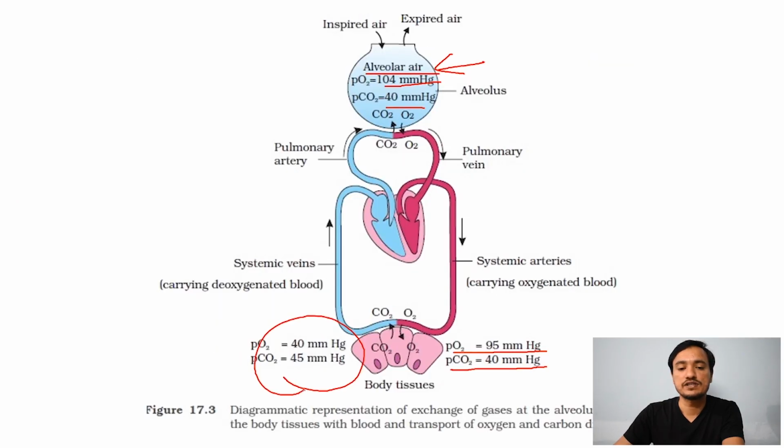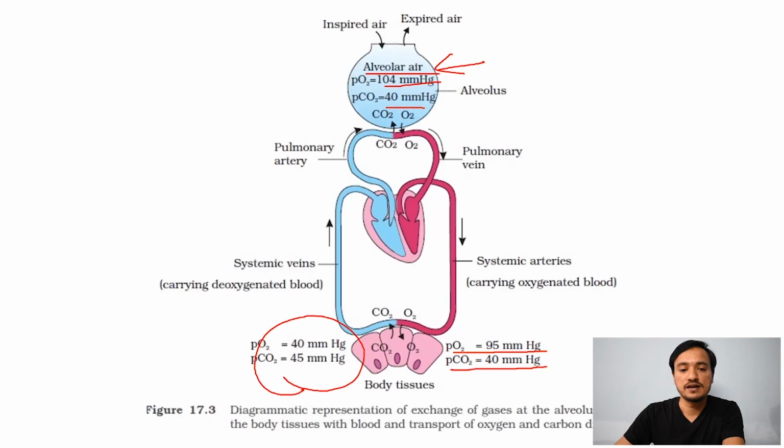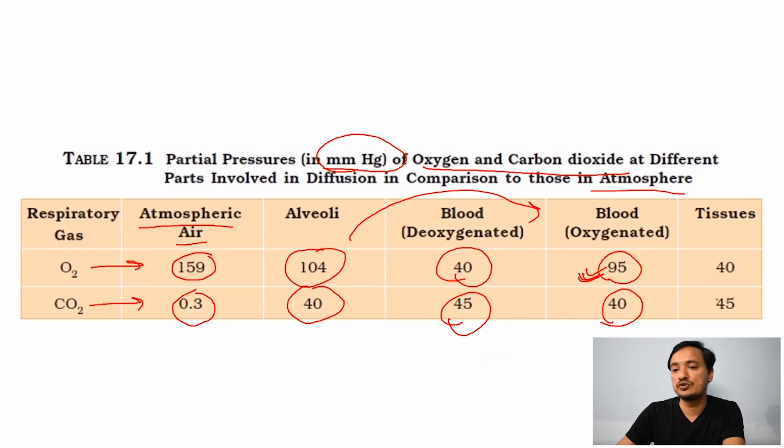Here it is the deoxygenated blood going through the heart to the alveoli again. Here PCO2 is more, 45, and PO2 is less, 40. You can see here PCO2 is 45 and PO2 is 40. And in tissue also, the PO2 and PCO2 are the same as those of deoxygenated blood.